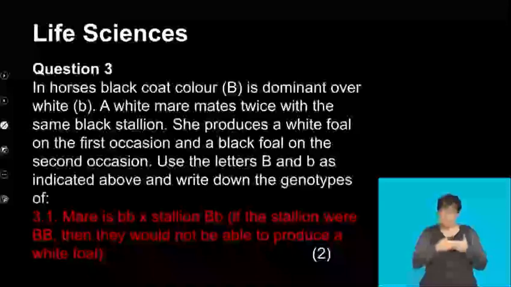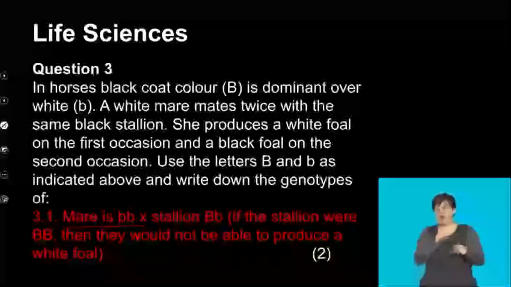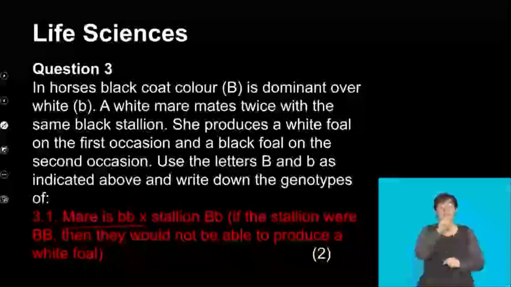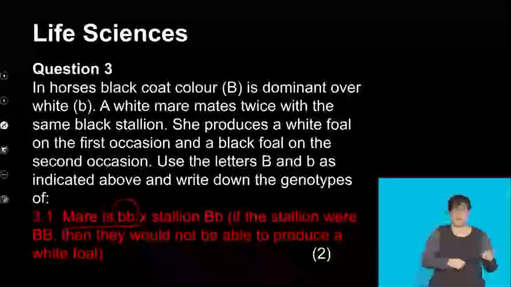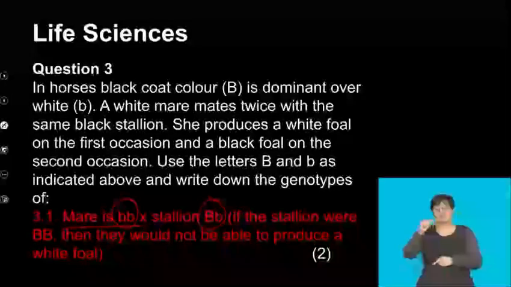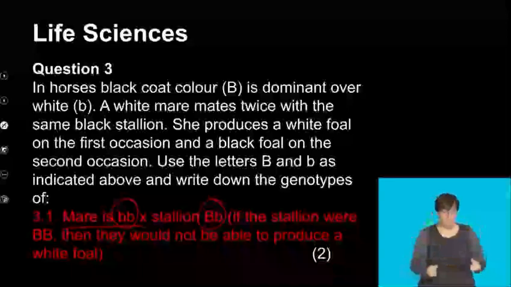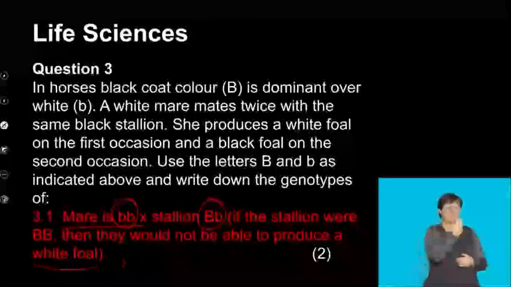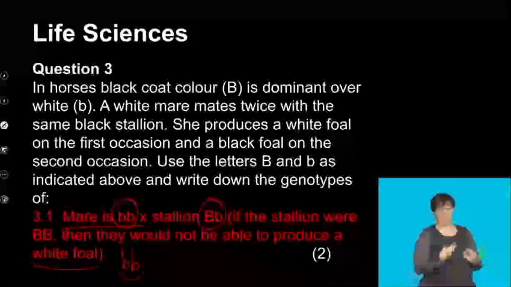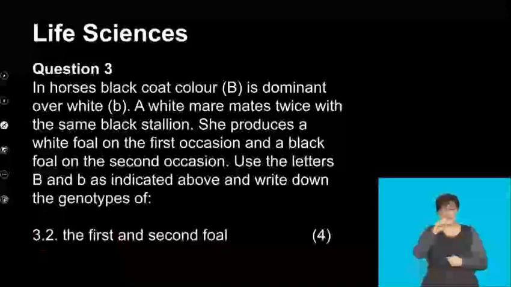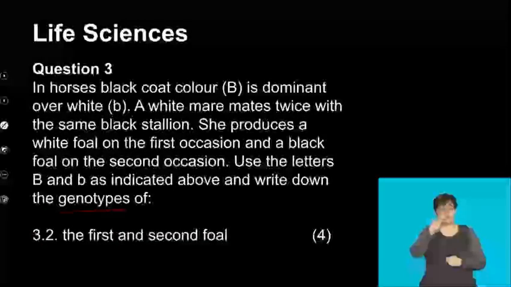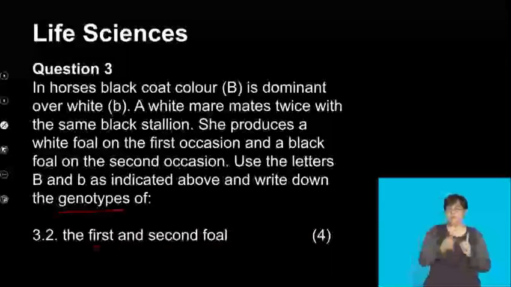As I mentioned, here we looked at the answer for that, and we said that the mare is that, crossed with the stallion who has to be that, because if he's not, they will not be able to produce a white foal that has two recessive alleles. And that's the explanation for why the male is heterozygous. Now let's determine the genotypes of the first and second foal.